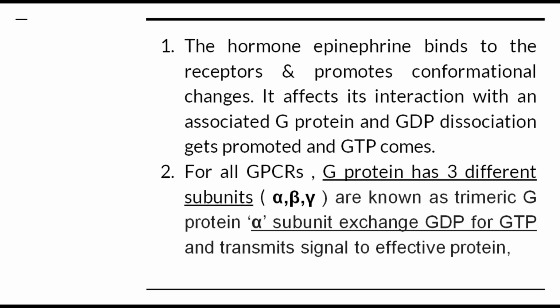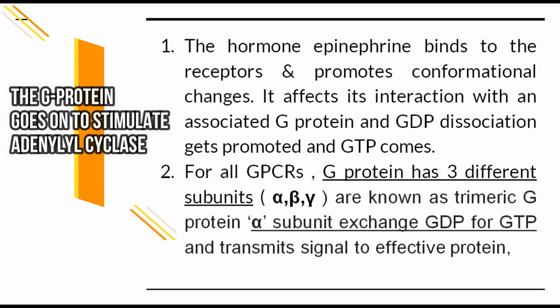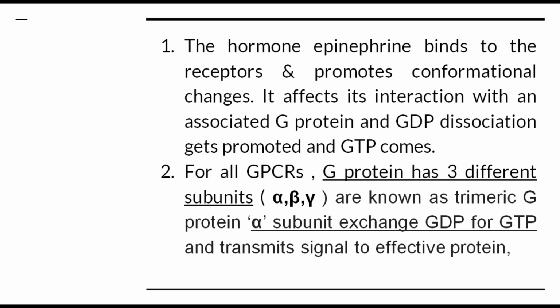So, for an example, the hormone epinephrine binds to the receptor and promotes conformational changes. It affects its interaction with an associated G protein, where GDP dissociation gets promoted and GTP comes in. This happens in a fraction of seconds. Crazy, isn't it? Love for the chocolate. Now, for all GPCRs, G protein has 3 different subunits: an alpha, a beta, and a gamma subunit, also known as the trimeric G protein.